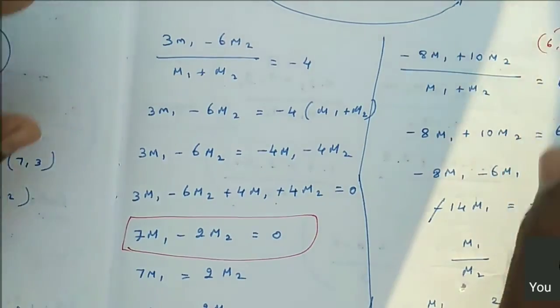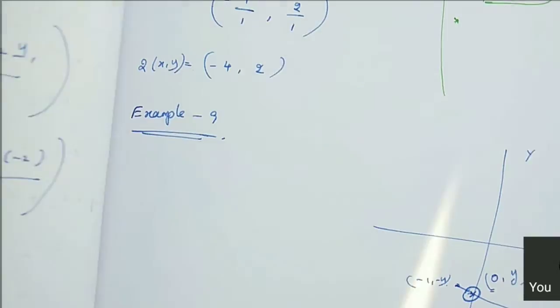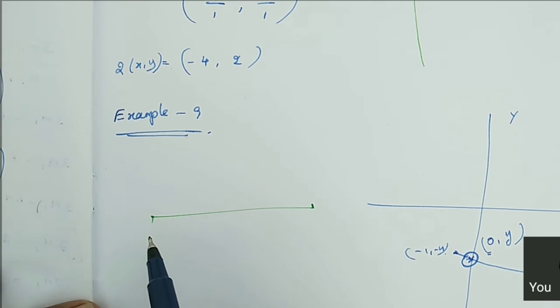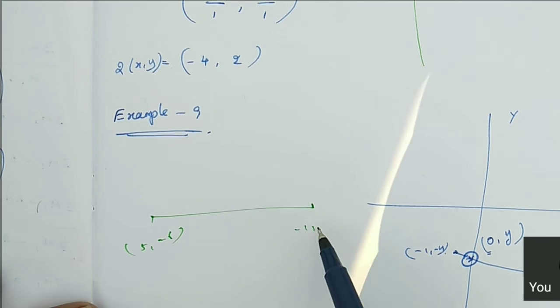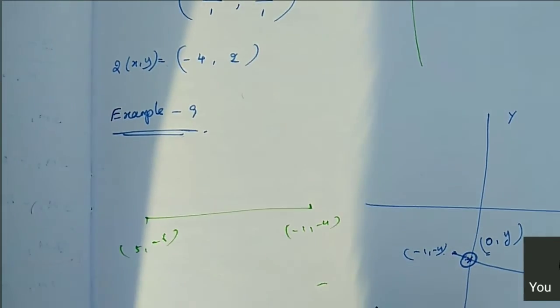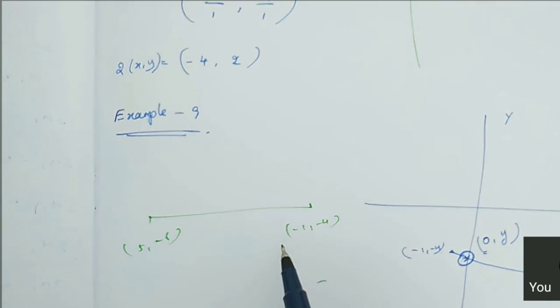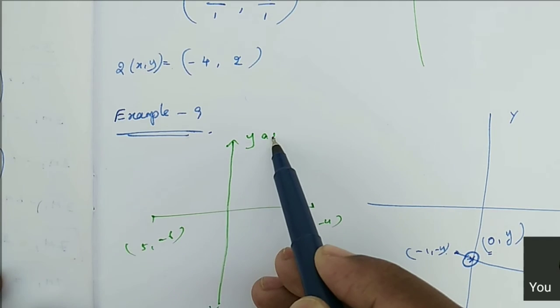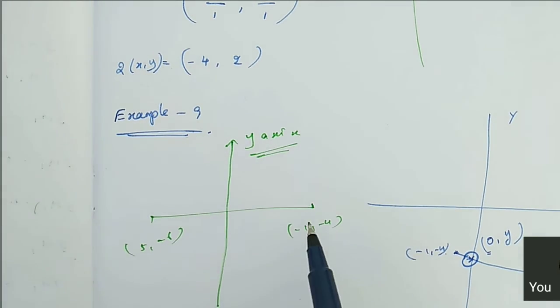Okay, listen up. Now I'll explain. Actually, we just consider the points (5, -6) and (-1, -4). So these are 2 points, and they can be joined by a line. This is the line segment joining the 2 points. Now the y-axis divides the line segment.